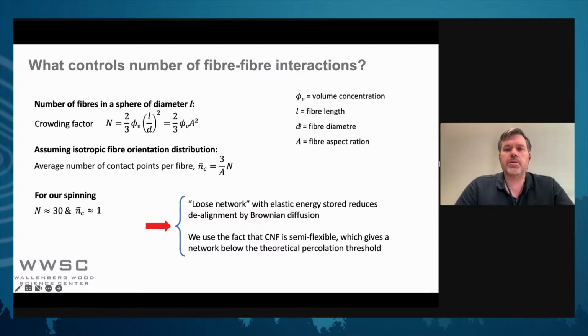You get an expression that relates your volume concentration to the aspect ratio of the fiber. It has no dimensionality. It doesn't matter if it's nano or micro or milli or meters or kilometers. It's actually not a big change. It's just a question about aspect ratio. You can also do another thing, and that is from the mathematics. If you assume that you have stiff, straight fibers, isotropically oriented in a system, you can estimate the number of contact points you have. And that is an effect of the crowding factor and of the aspect ratio.